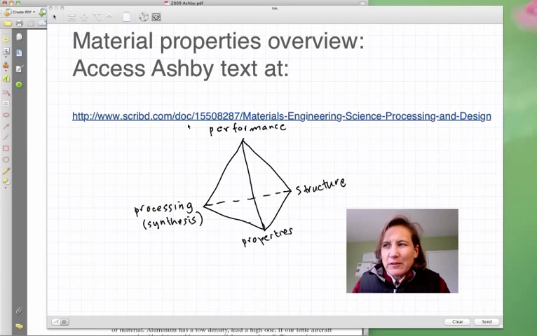So in the last video, we talked about the relationship between a material's performance and its processing, properties, and structure, and that materials engineering is learning to understand enough about the relationships here that you could design the material for the performance that you want. So this video is an overview of the properties.